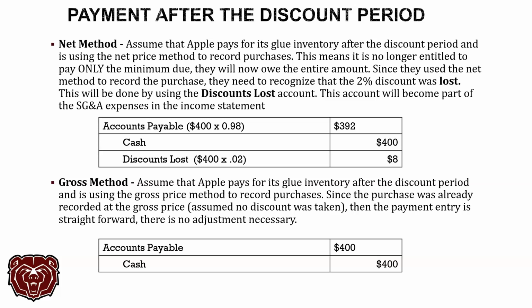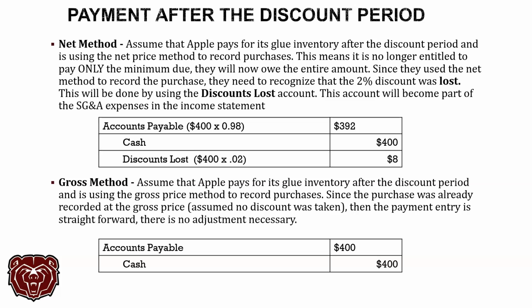Since we lost that discount, right? We lost the ability to take that discount. We're going to use a new temporary account called discount lost. This account actually ends up in your selling, general, and administrative expenses on your income statement. It is a temporary account. We will close it just like we close any other expense type account.